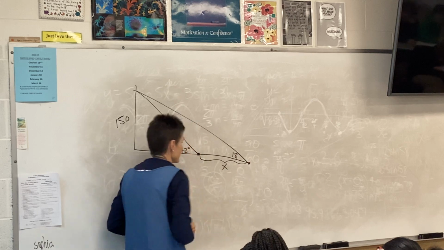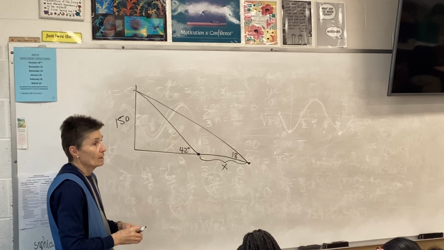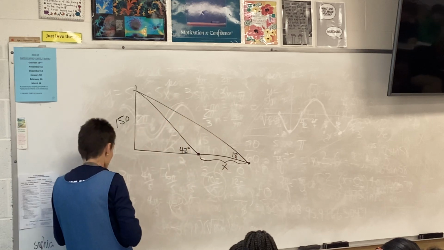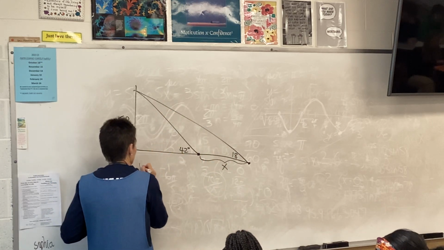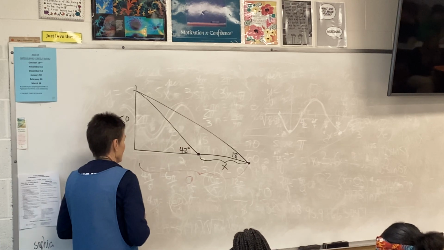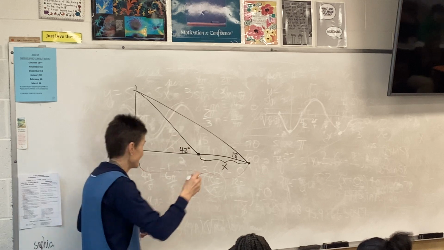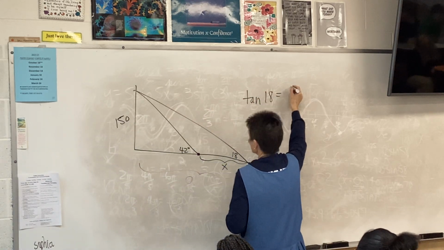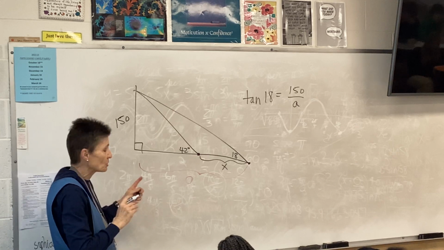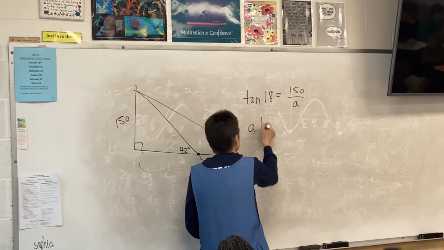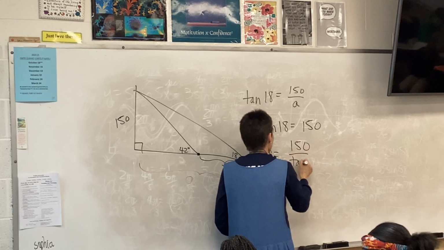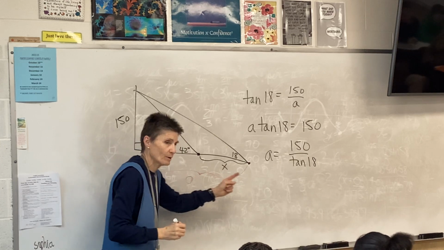So this right here is my X. That's what I'm looking for. Okay? Now, let's look at the whole big triangle. Let's call this A. Looking at the whole big triangle, can I find A? Tangent 18 equals 150 over A. That's a right triangle, so good SOH CAH TOA. So A times tangent 18 is 150. I'm not going to type this in just yet, but that is going to give me A. Ian, would you agree with that?